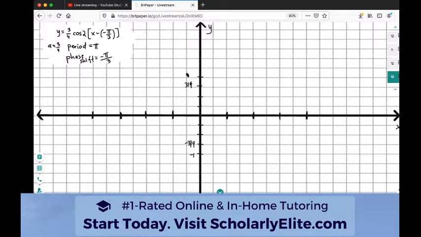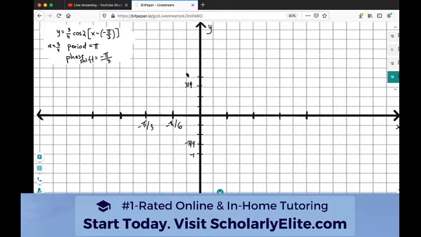Wonderful. So, like I said, I like to start at the phase shift. So if my phase shift is negative pi by 3, that's where I'm going to start. Remember, though, that you have to put in values that make sense. So this is going to be negative pi by 6, and then negative pi by 3, because pi by 6 is 30 degrees and pi by 3 is 60. So keep that in mind.